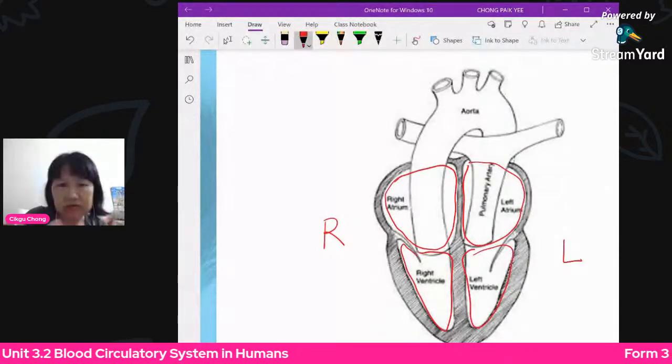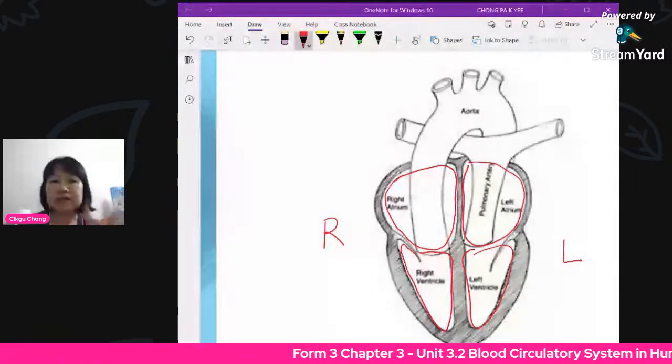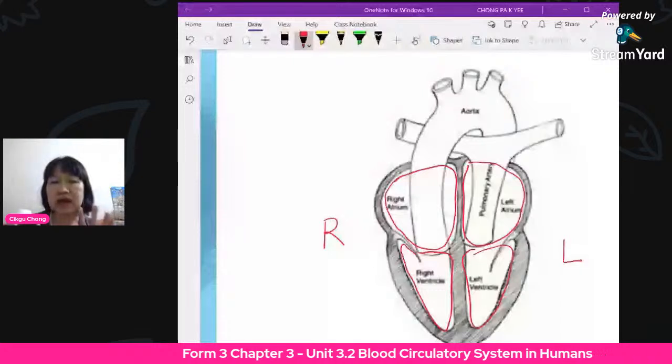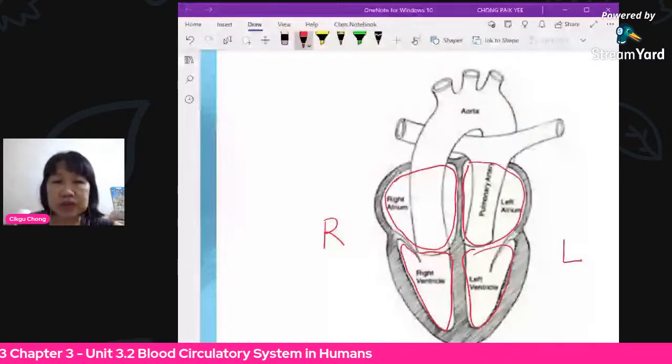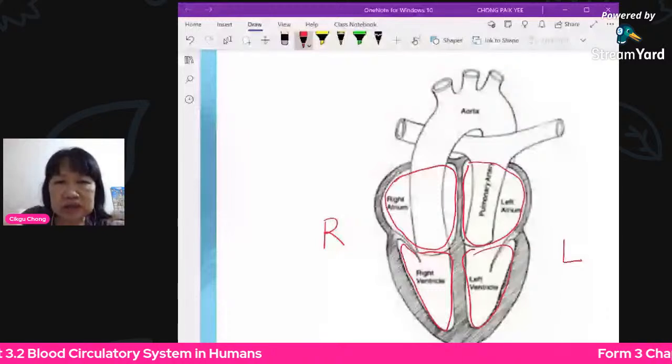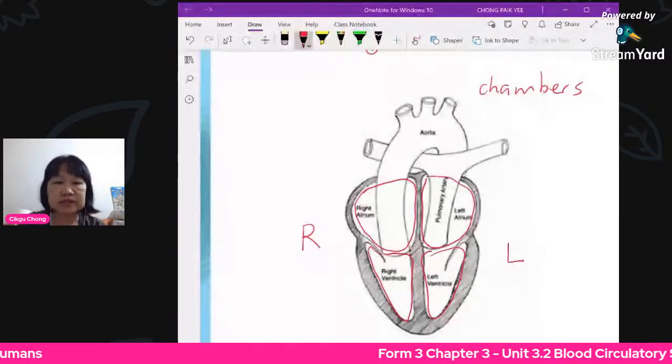You don't say the human has 4 hearts. The human has 1 heart, but 4 chambers. You see, we use the word 4 chambers. Okay, chamber. How to spell chamber? C-H-A-M-B-E-R-S. Chambers. Okay, so now I'm going to name the chambers.